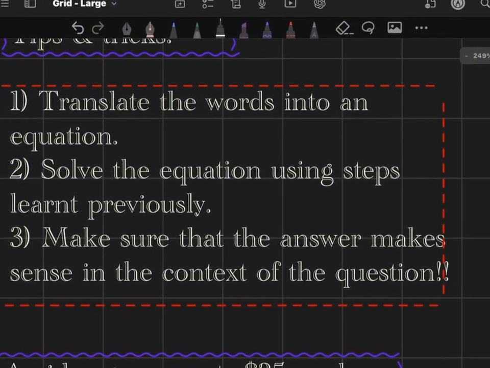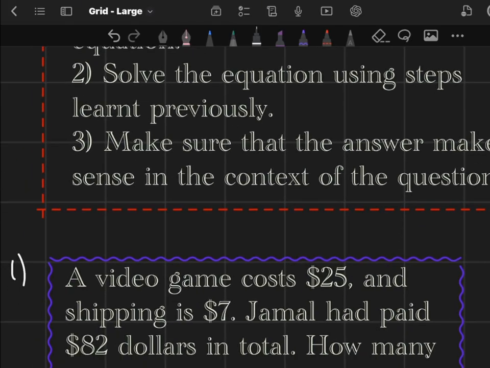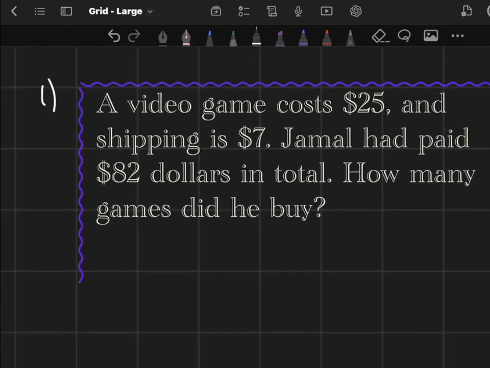Firstly, you should always translate the words into an equation. Then solve the equation using normal steps that you learned previously. Then check if the answer makes sense in the context of the question. So let's jump into the 3 examples.